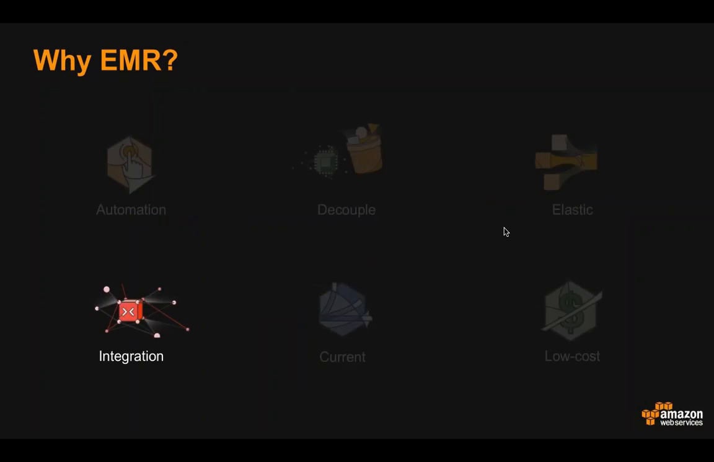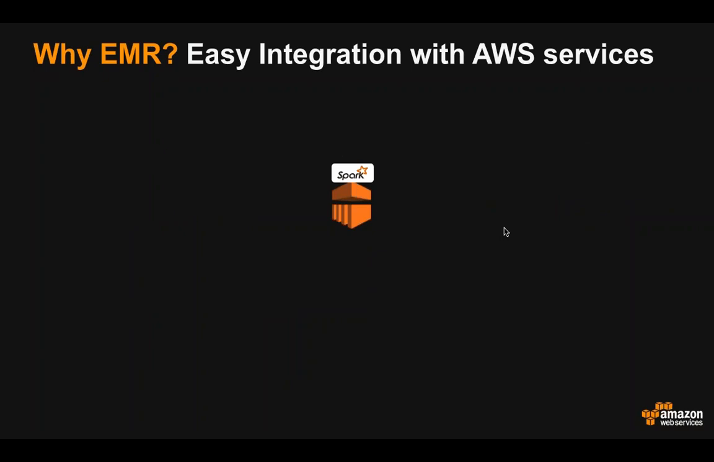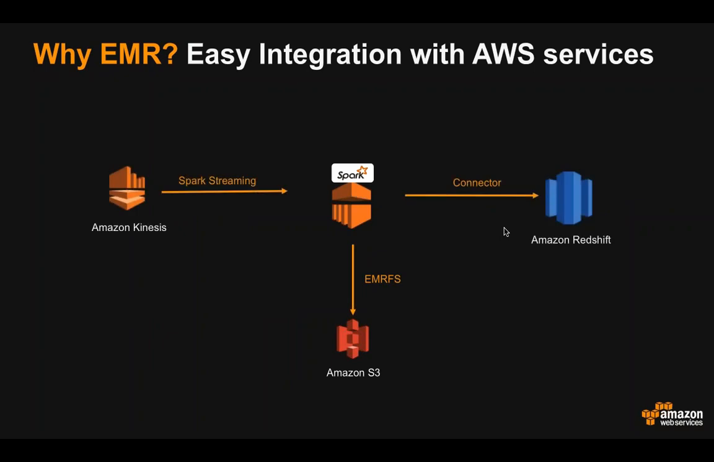Now, in terms of integration, obviously we've got close integration with EMR and other AWS services. So let's assume you have an EMR cluster with Spark running. We've talked about EMRFS, so obviously you get very close integration with S3. But you can also connect up Spark streaming to Amazon Kinesis very easily, so that's how you're able to capture your streaming data. You can also connect into Redshift. So Redshift is our petabyte scale MPP SQL Analytics database. So you can use those two in conjunction as well.